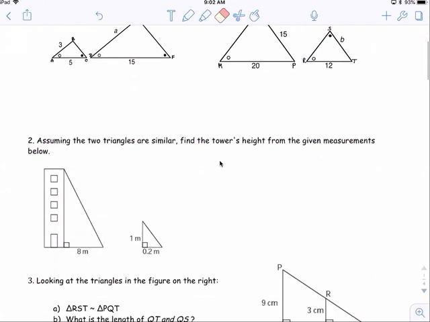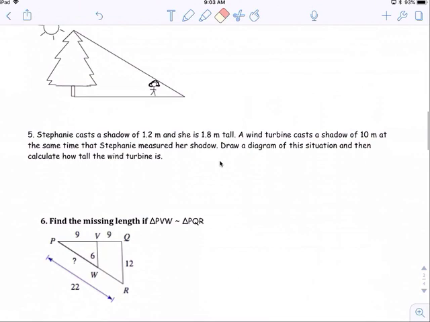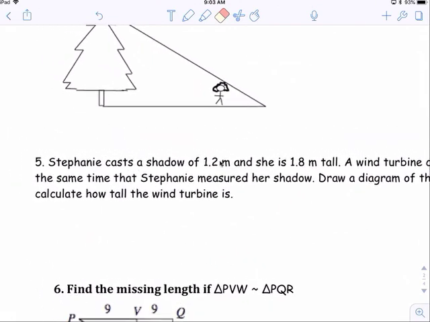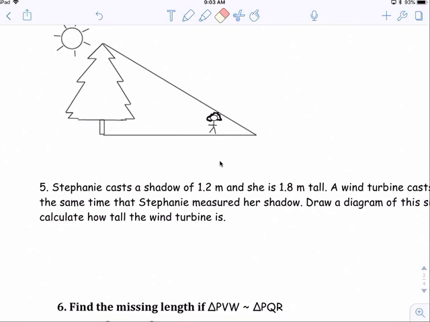Today's homework. Apologize for the confusion on the printout. Let's do number 5, Stephanie's shadow. Okay, like I said, Stephanie casts a shadow of 1.2 meters.